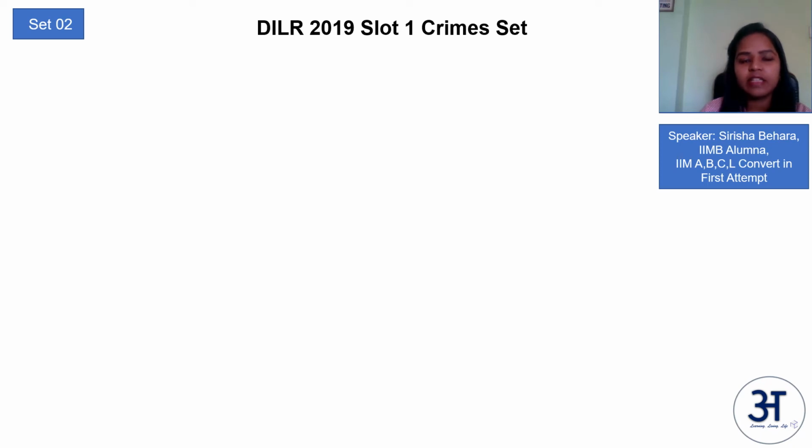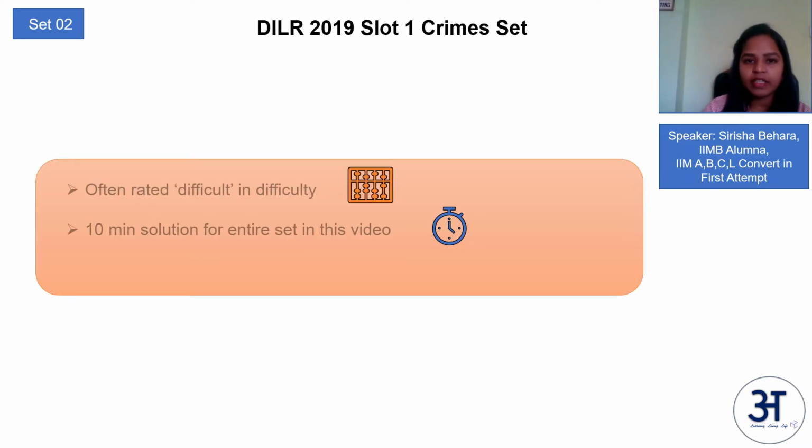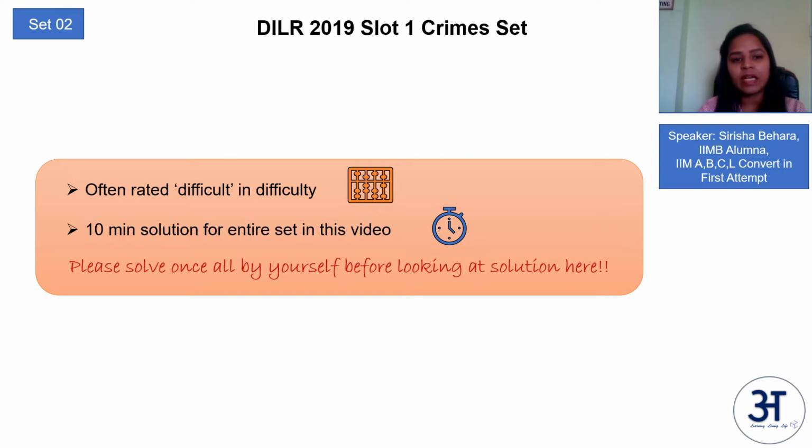Hello everyone. In today's video, we'll be looking at the solution of the crime set. This is one of the sets in DILR Slot 1 2019. Before going ahead, this set is rated as difficult, and in this video, we'll be looking at a 10-minute solution for this set. Please solve it once all by yourself before looking at the solution for the optimal benefit.